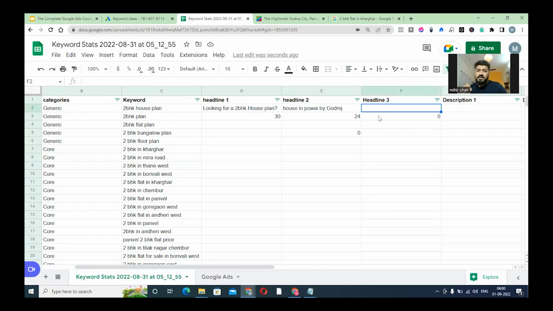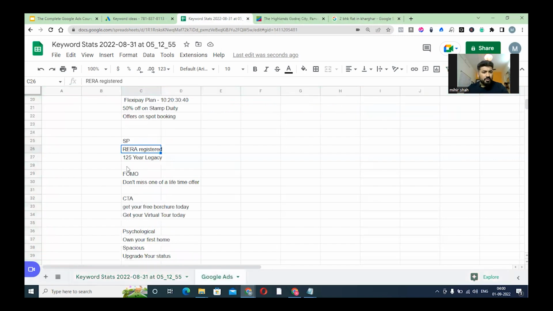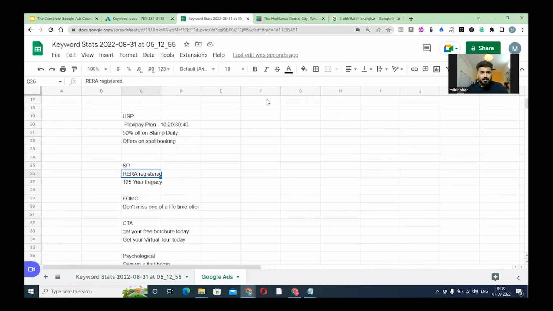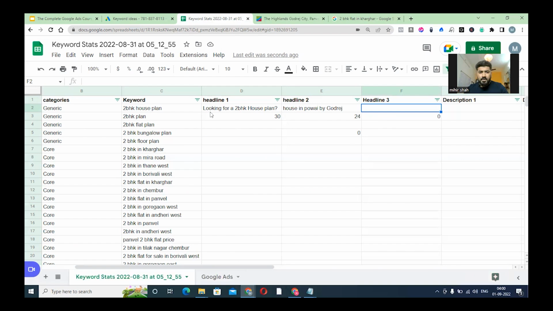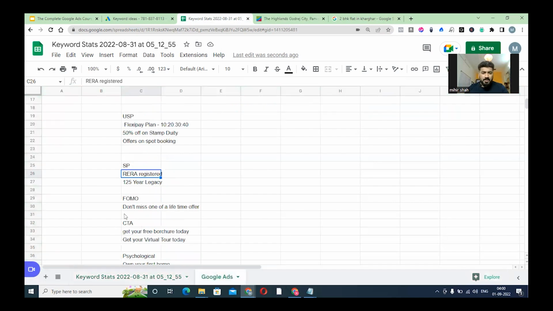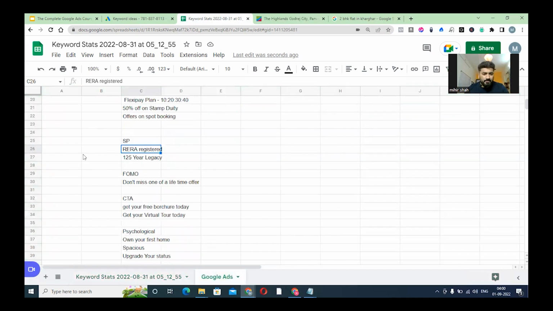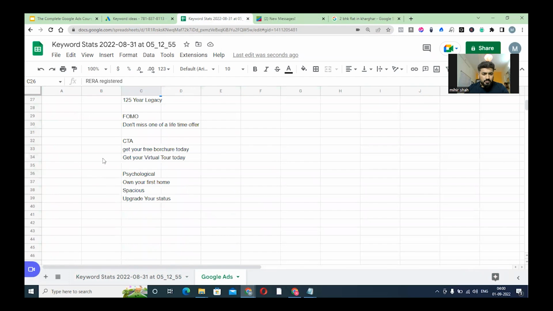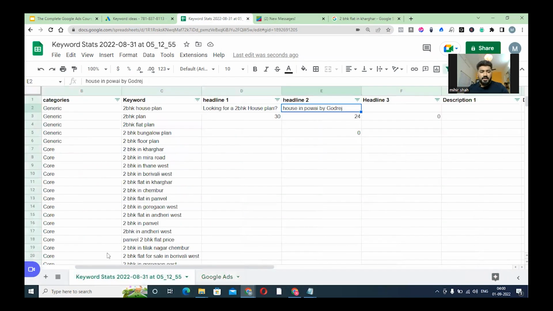And finally, the third headline could be pretty much along the lines of the USP or some benefits that we are talking about. So again, let's come here and look at that. So we said looking for a 2 BHK house plan, house in Powai by Godrej. So we said that we are in Powai, we are from Godrej, right? And then, get a virtual tour today. So this is a CTA that we can directly use. Get a virtual tour today.